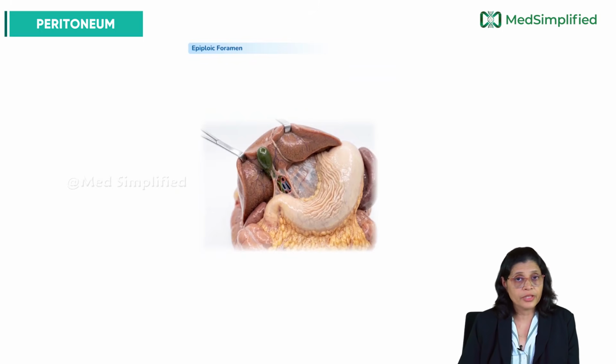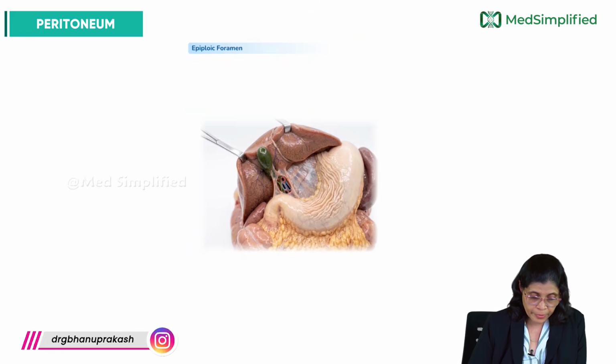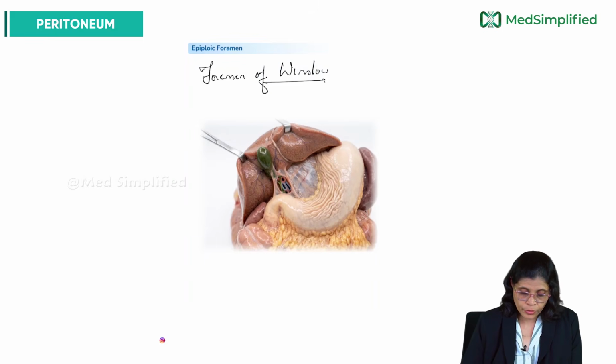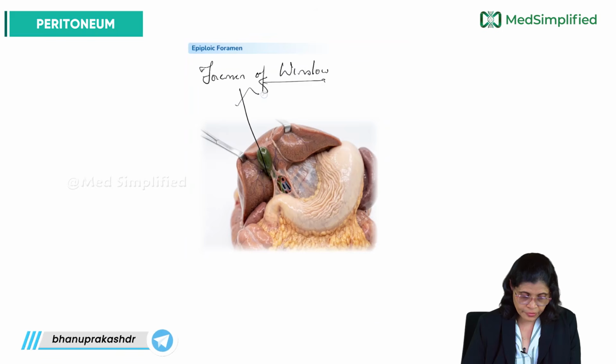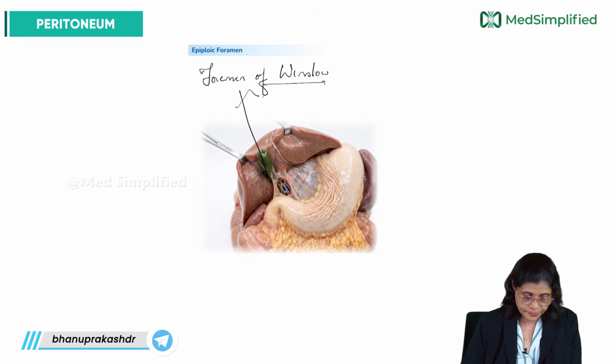Next, a little bit about the epiploic foramen. The epiploic foramen is also called the foramen of Winslow. When we see it here, it is a vertical slit through which the lesser sac and the greater sac communicate. It is situated behind the right free margin of the lesser omentum.